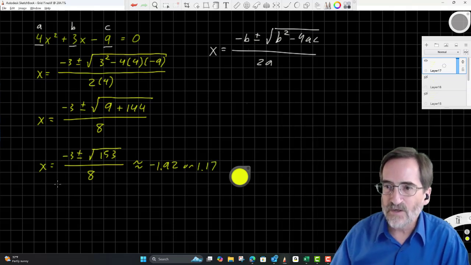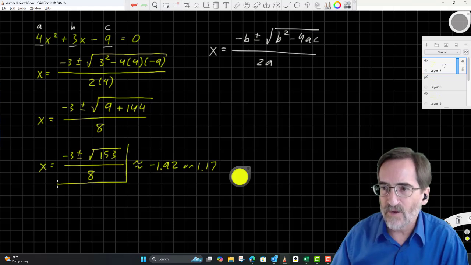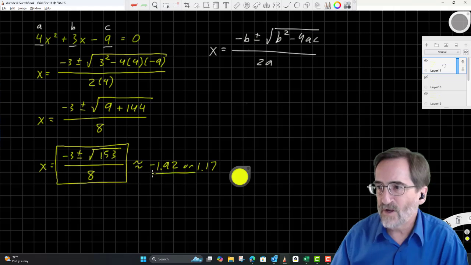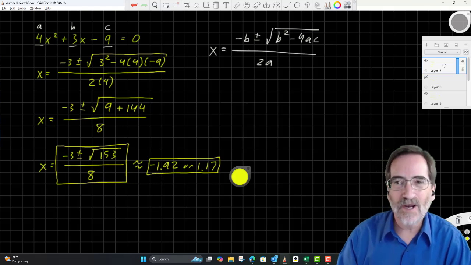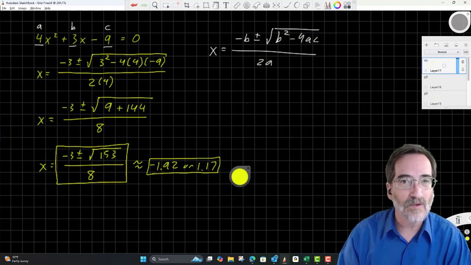If you were asked for an exact answer, I would leave it like this. If you were asked for an approximate answer, I would leave it like this. Okay, and that's it. That's the quadratic formula and completing the square. That's a lot of material.